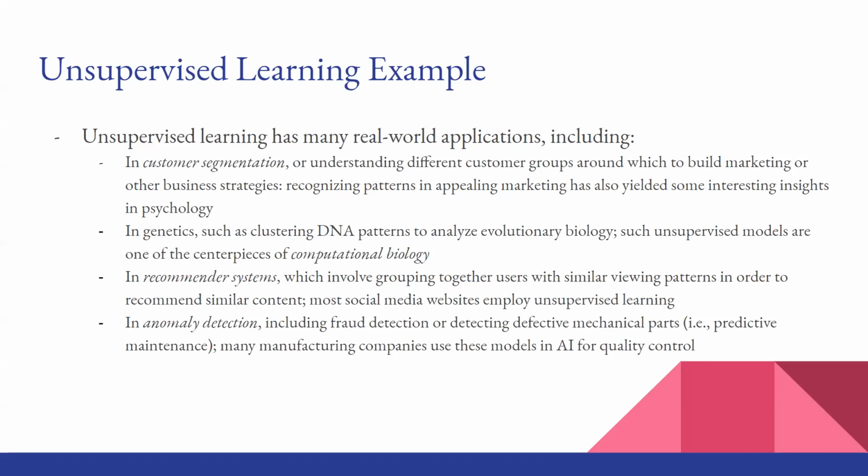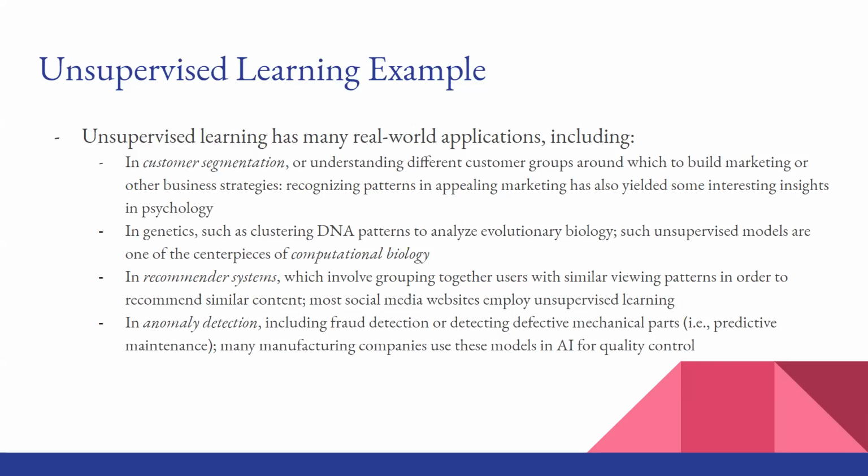So the unsupervised learning examples, we have a couple of them, and the unsupervised learning examples have real-world applications. This includes customer segmentation or understanding the different customer groups around which to build marketing or other business strategies. Recognizing patterns and appealing marketing has also yielded some interesting insights in psychology. You'll actually note that a lot of this gets used in forecasting and prediction later on. In genetics, such as clustering DNA patterns to analyze evolutionary biology, unsupervised models are one of the centerpieces of computational biology. This can also be seen in some of it where they're actually doing cancer research for dendrograms.